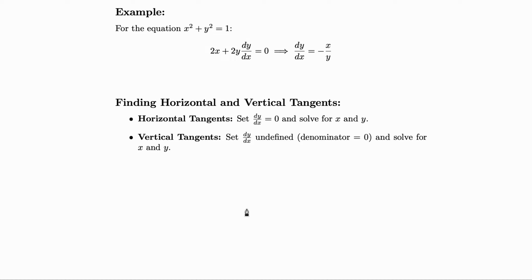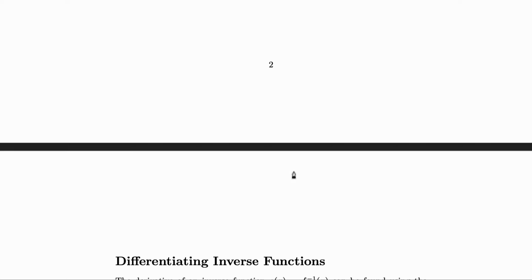This is just how to find vertical and horizontal tangents. To find the horizontal tangent, you set the derivative equal to 0 and solve for x and y. That basically means setting the numerator equal to 0, because as a refresher, when the denominator is equal to 0, that makes our function undefined. So when you're thinking horizontal, you think numerator of the derivative equal to 0. To find the vertical tangent, you set the denominator of the derivative equal to 0.